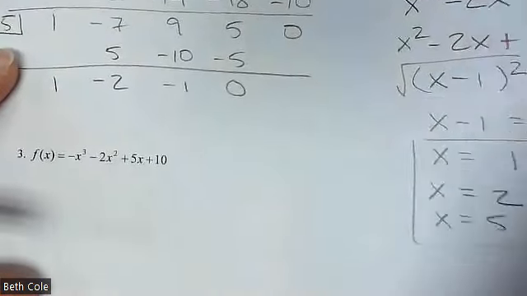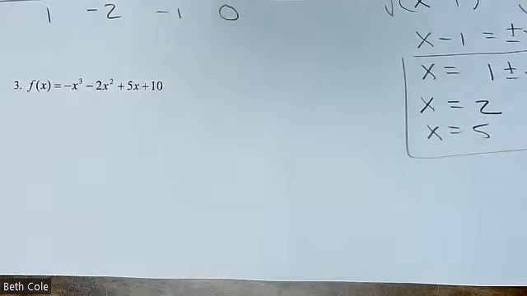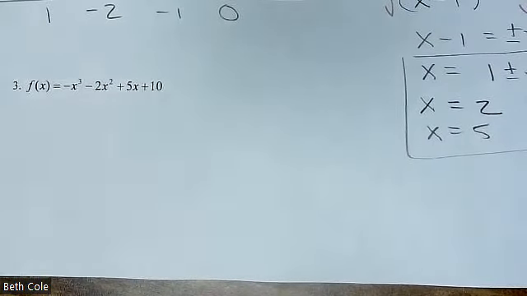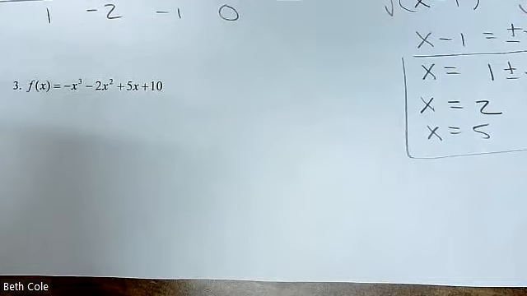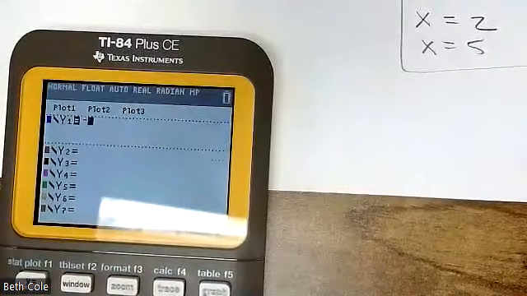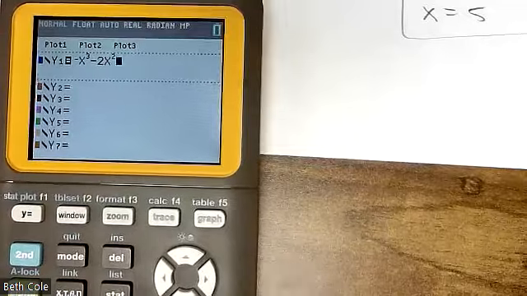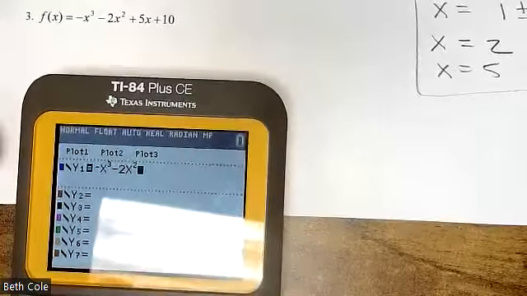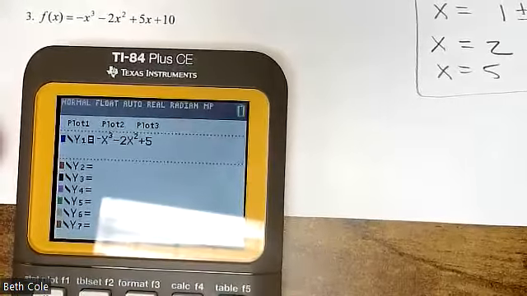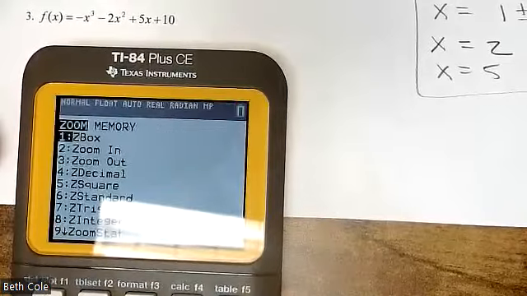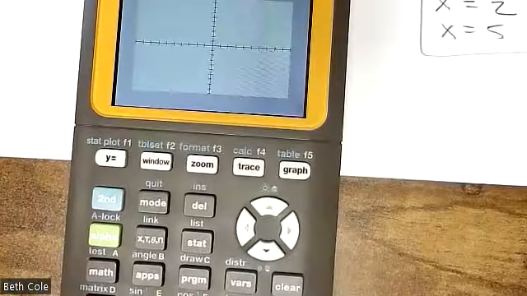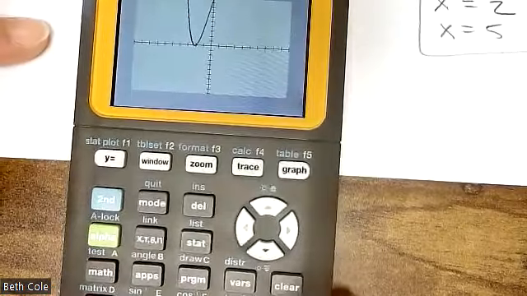So, hey guys, how many answers are we going to get for this one? 3. Hold on while I type it in. Just eyes up here. I'm going to type it in for you. Negative x to the 3rd minus 2x squared. What is it? Plus 5x plus 10. So we're looking for where this touches the x-axis.